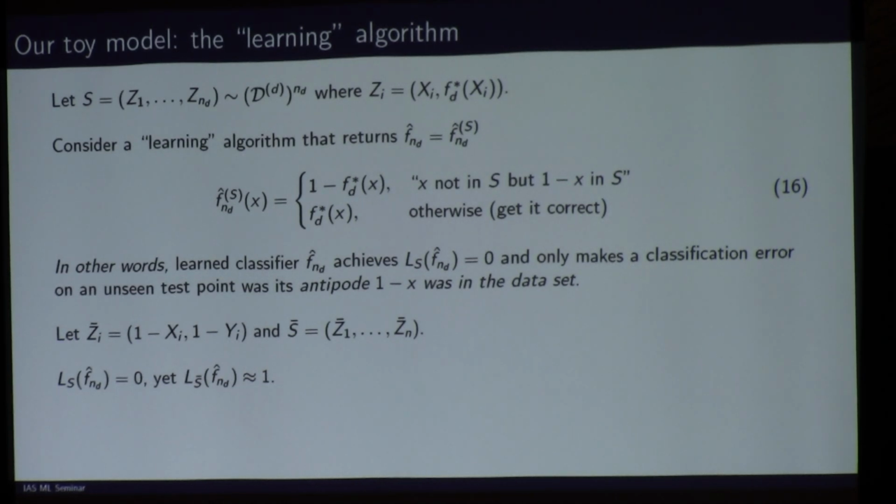So this learned classifier is going to get everything right except if your antipode was in your data set. So it's going to have a defect at the antipode. That's what I've done: I've engineered this so it has a defect. In particular, the empirical risk of this classifier is going to be zero, and the empirical risk of this learned classifier on its antipodal data set is going to be almost one. And then by the same argument, you get this failure that Vaishnav and Zico outlined.